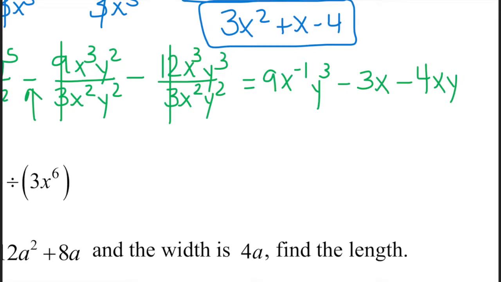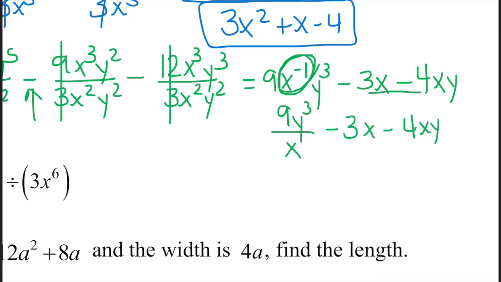Now at this point, I would say, okay, I can't have this. So remember what you do when you have a negative exponent is you move just the piece with the negative exponent to the denominator. So 9y to the 3rd stays in the numerator, and then x to the 1st, which is just x, goes in the denominator. These other terms are fine how they are. So that is what that would look like.